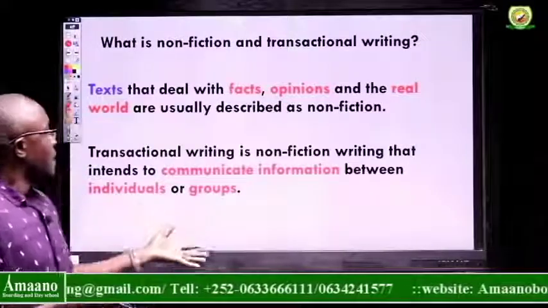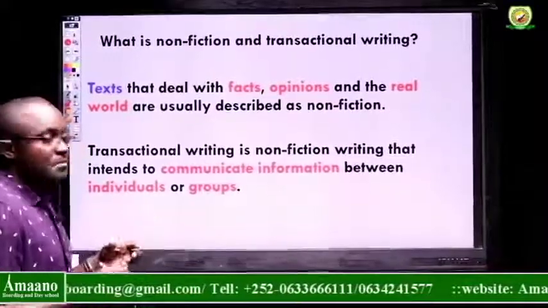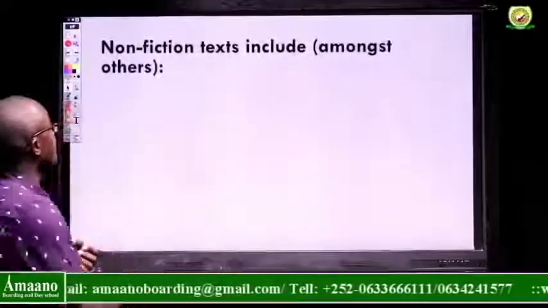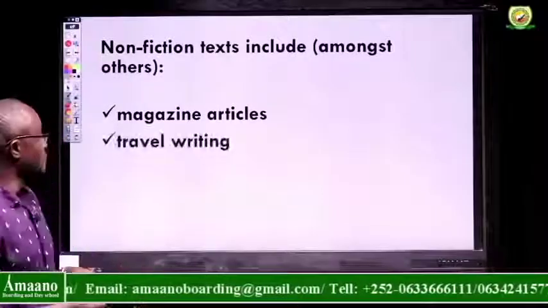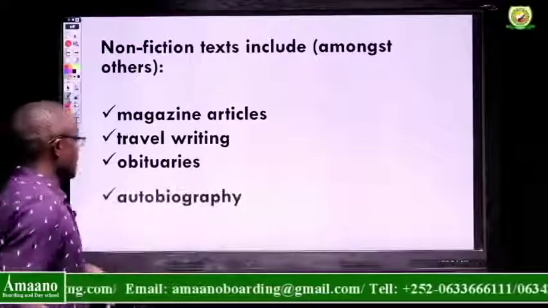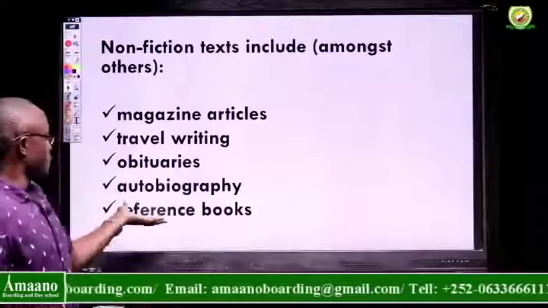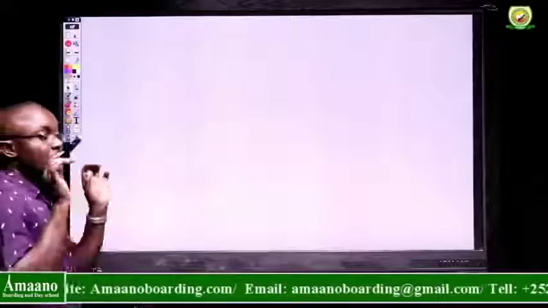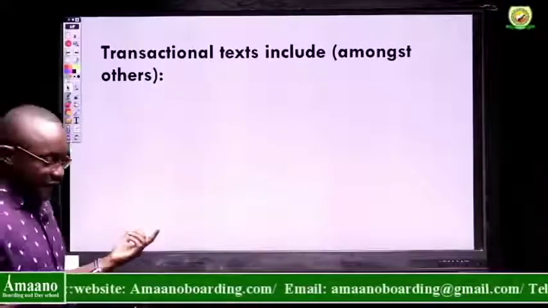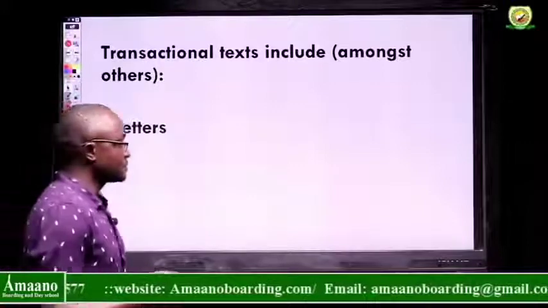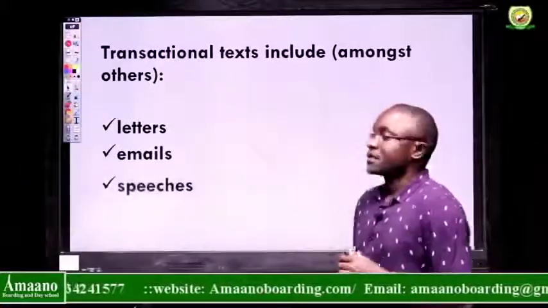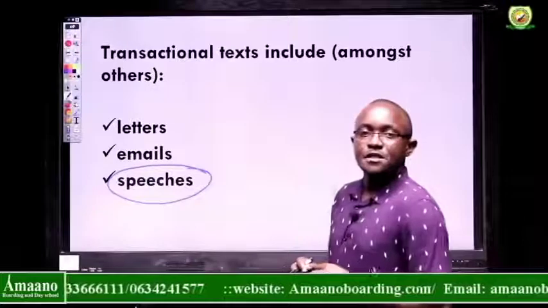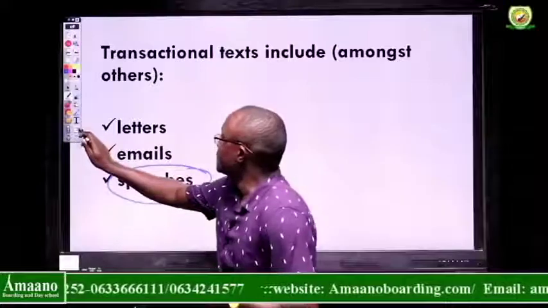So transactional writing mainly intends to communicate information between individuals or groups. So look at these examples here. They include magazine articles, travel writing, obituaries, as well as autobiography. Reference books are also included. But for today we are not going to focus on those. I just want to give you a highlight so that you know what is expected of you. Transactional writing also includes the following: letters, emails, speeches. So I want us to dive into speeches. Are we together, class?